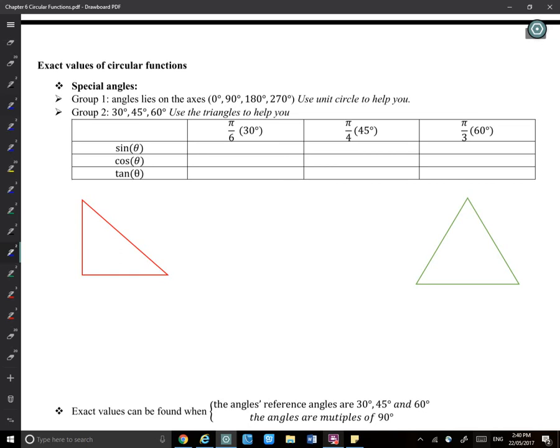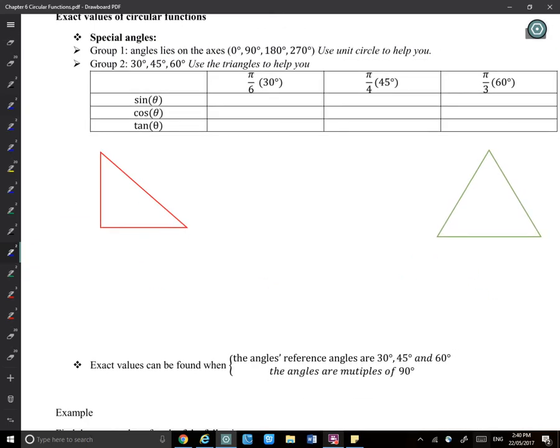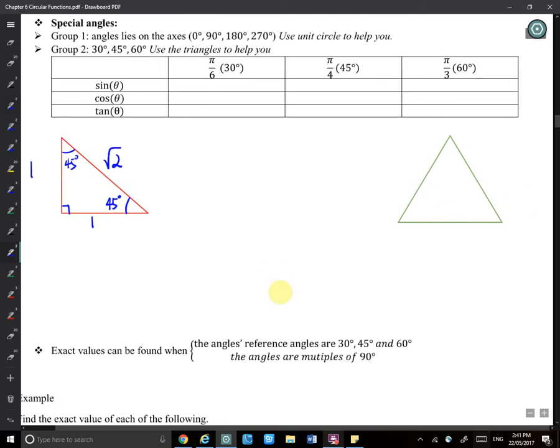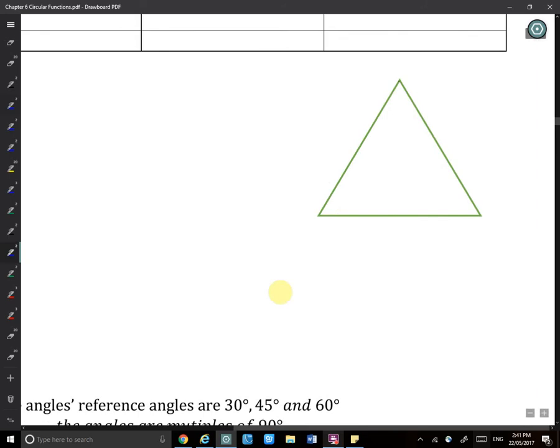Why are 30, 45, and 60 special angles? Because we have 2 types of special triangles. One type has angles of 45 and 45 degrees, with sides 1, 1, and root 2. Another type is the equilateral triangle. Suppose the length is 2, then half of that will be 1. Here gives you 30 degrees, here gives you 60 degrees, and then this side is root 3.